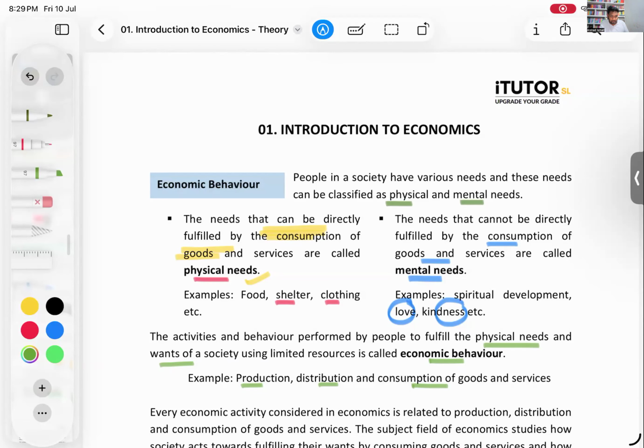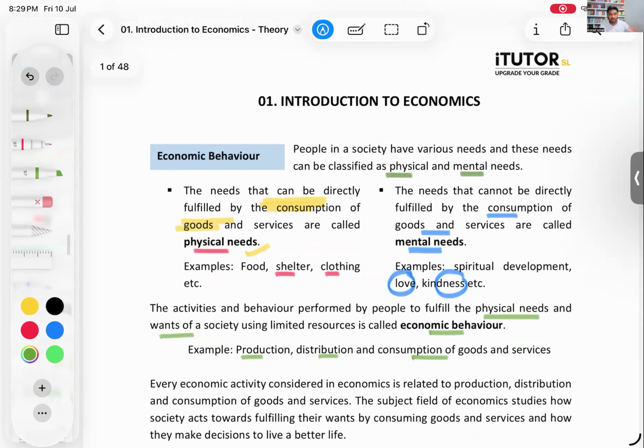And then economics is about... Sadly, we are not going to talk about how you find a girlfriend, how you find a boyfriend, how you get married, love, kindness, never. Economics, my economic behavior, is about how you use your limited resources. Now, you don't have that much money. You have limited resources. How do you use these limited resources and how do you fulfill those physical needs and wants? Is that part broadly somewhat clear? Don't worry about specifics, but broadly, economics is about fulfilling these physical needs.